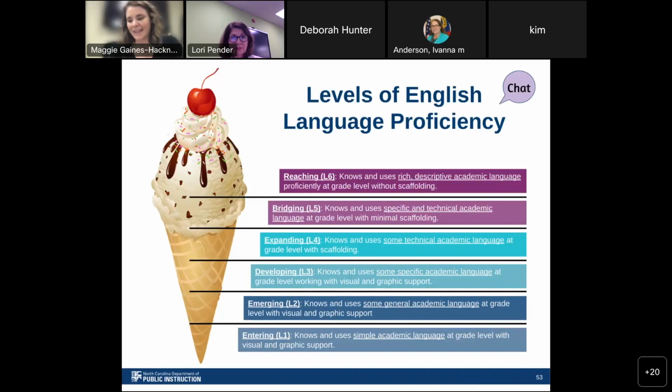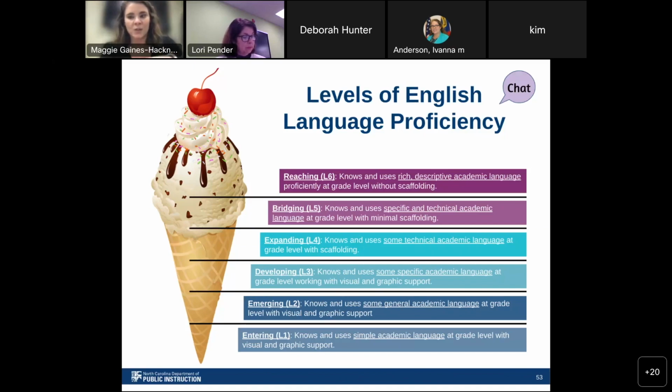And then we also have, I love this image and it's getting very close to supper time, so now it's making me hungry, the levels of English language proficiency and how they develop across the different levels of this proficiency. So WIDA's framework distinguishes 6 levels of language proficiency. Each level is defined by specific criteria.